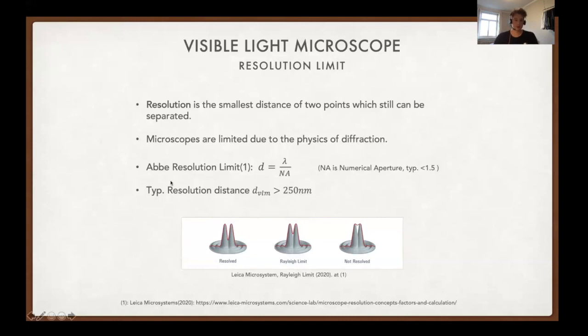Abbe, a German physicist, approximated this limit with his formula: the smallest distance you can get is given by the wavelength of your light divided by the numerical aperture, an intrinsic property of the lenses inside the light microscope. This numerical aperture is a dimensionless value, which is typically below 1.5 in common light microscopes. This leads to a typical resolution distance in light microscopes which is higher than 250 nanometers when using visible light. So it is physically just not possible to go below that threshold.